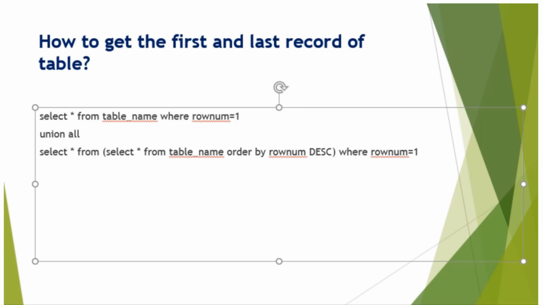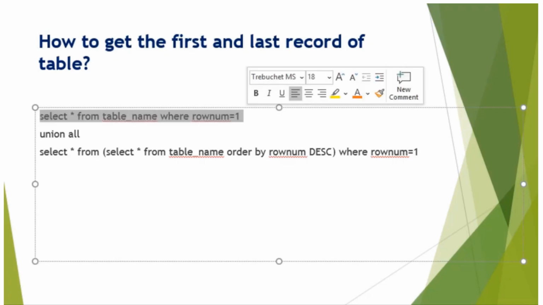So now you can see my screen, right? The first select query which I have written, which I have highlighted here, is to get the first record of a table. Okay, so how am I writing this one: select star from table name where rownum equals 1.